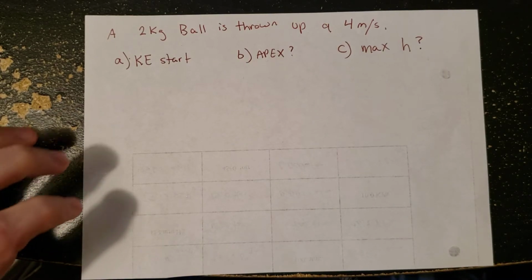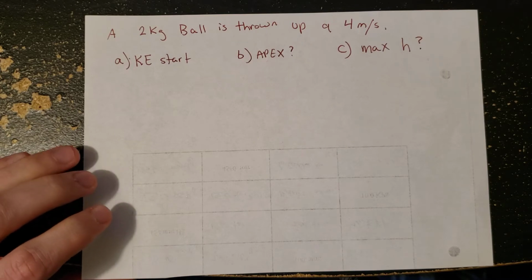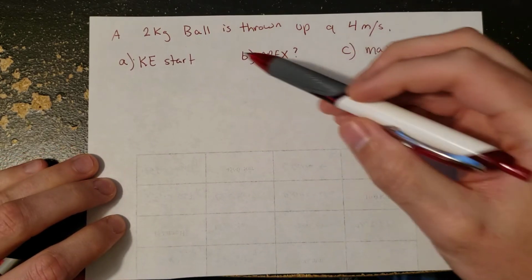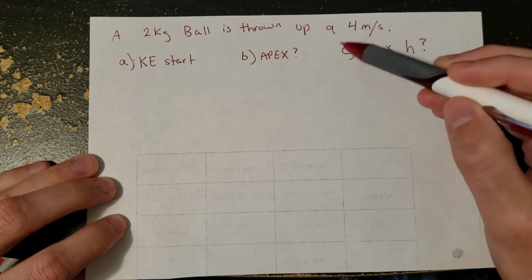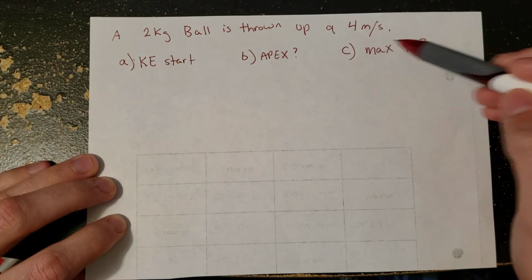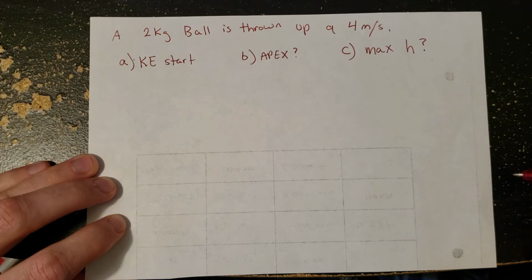I want to show you a sample problem about conservation of energy. So here we have a 2 kilogram ball that's thrown up in the air at 4 meters per second. We now, using energy, can analyze how high it's going to go and several other things.